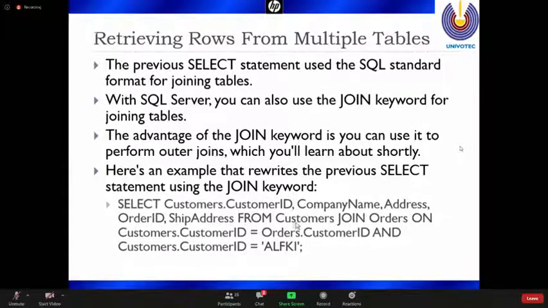From customers join orders on which column? On the join, you can mention the columns here: customers dot customer ID equals orders dot customer ID, and customer dot customer ID equals.